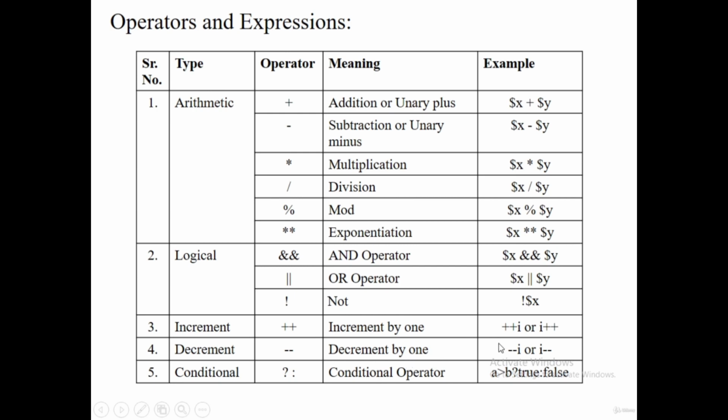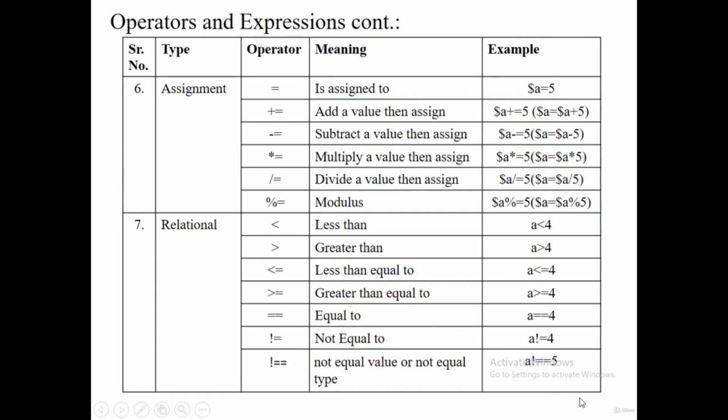Decrement by one value is called pre-decrement and post-decrement. And the conditional operator, question mark and colon, is indicated by this example, depending on whether the value is true or false. The next type of operator is the assignment operator: equal to, plus equal to, minus equal to, into equal to, divide equal to. This is an example of the assignment operator.